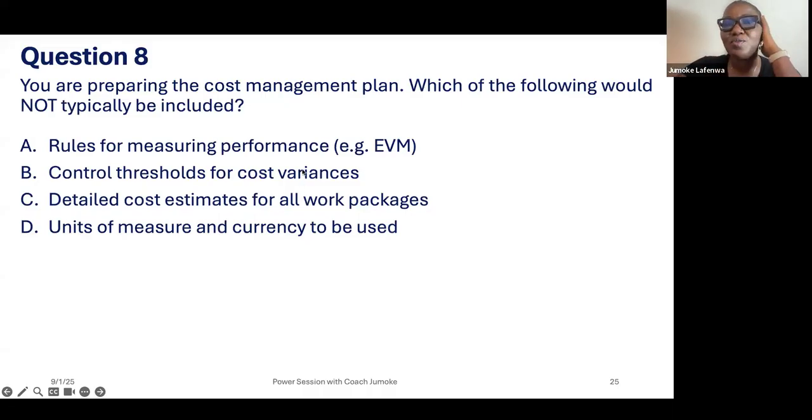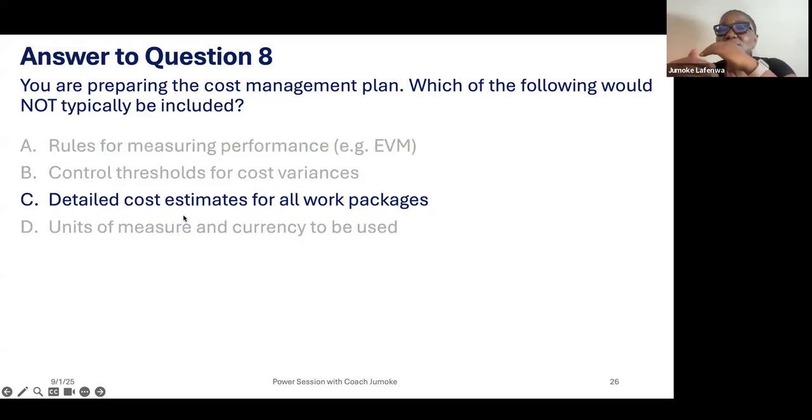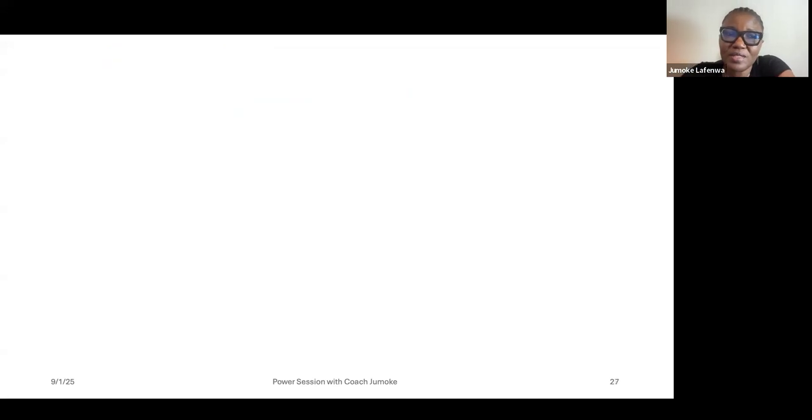Sometimes in answering the question, you need to understand each of the options, or the odd one out. This question is asking us that whilst you are preparing the cost management plan, there are things you will need, and they have included something that you will not need. How would you have detailed cost estimates for all the work packages? It is after you finish that you will have the cost estimates. So what you will not typically have is C.